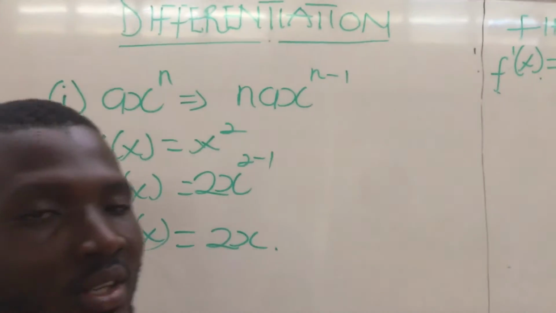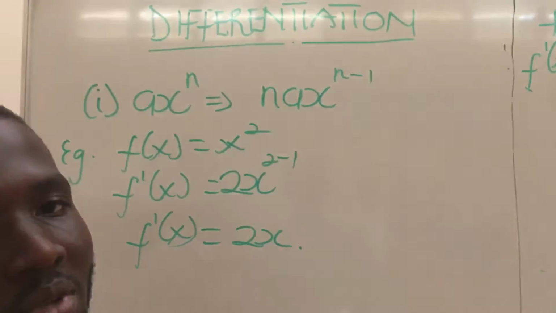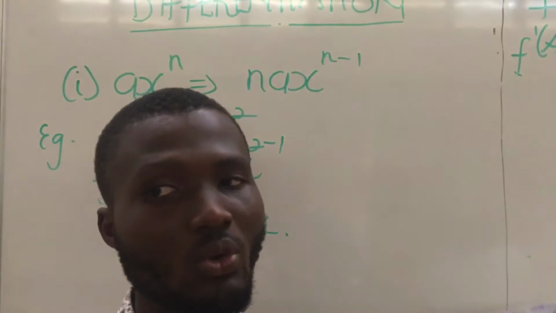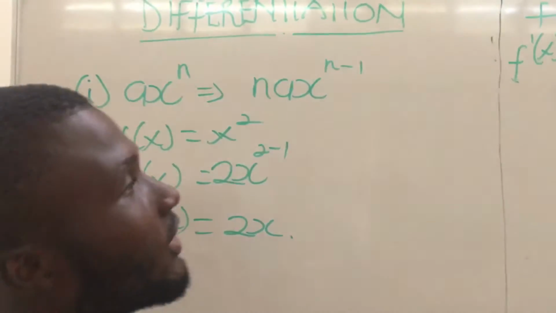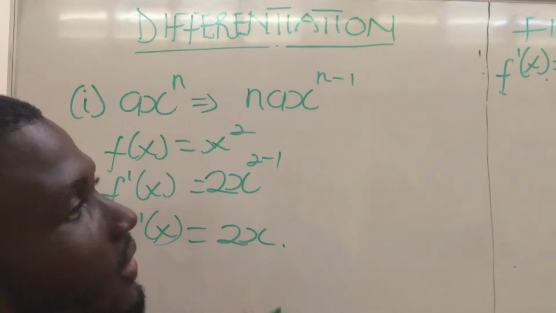In short, if you have to use the first principle, it means that we are restricted from using a particular rule. Other than that, we can go by this short method and have our answer.